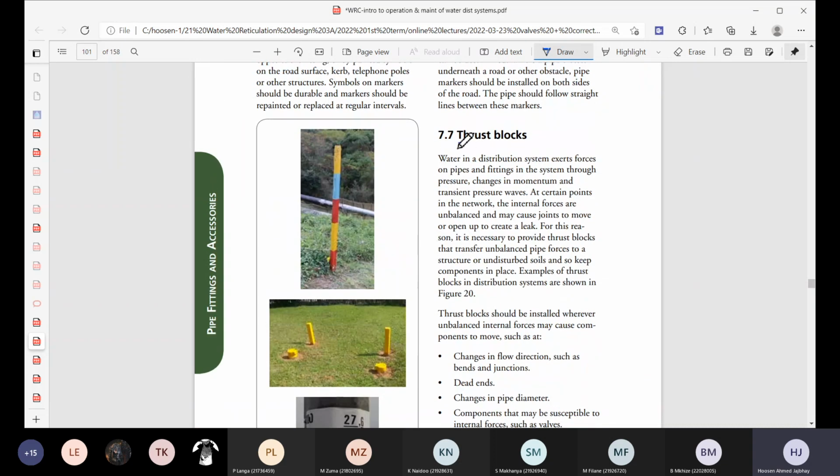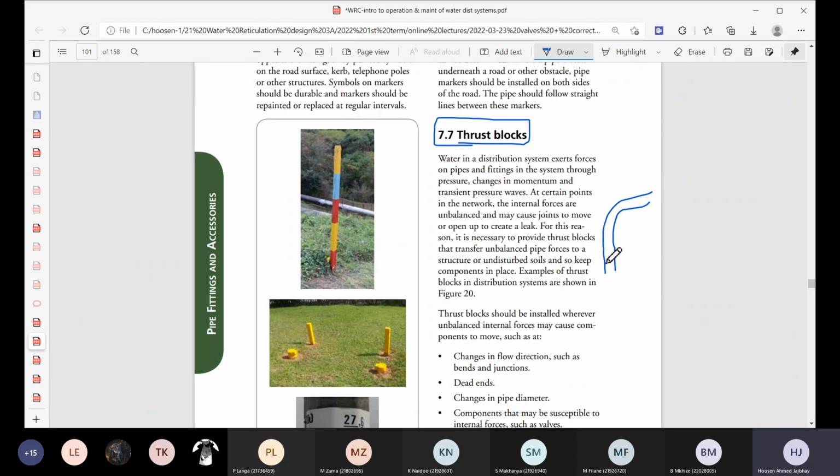The section on thrust blocks, we'll study in further detail later in this particular module. When you have a bend in the pipeline, then you have a change in momentum. The direction of flow is changed, so there's a change in momentum, and there will be a force in the pipeline. So, for example, if the pipeline takes a bend like that, you've now changed the direction of flow.